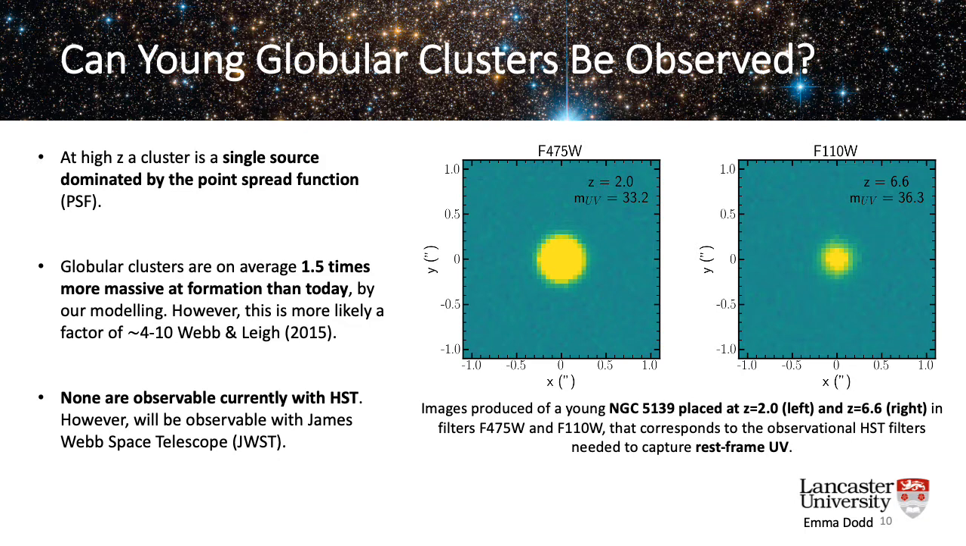Currently, the deepest observations possible with the Hubble Space Telescope give a limiting magnitude of 29. And since magnitude is on an inverse scale, a source with a higher value than this is actually fainter and not observable. Shown on the right, you can see the rest frame UV images of young NGC 5139, which is the most massive cluster in the sample and hence the brightest. However, both at Redshift 2 and 6.6, the cluster is too faint to be observed by our modelling, at least currently with the Hubble Space Telescope. However, it could be observable with the upcoming James Webb Space Telescope.